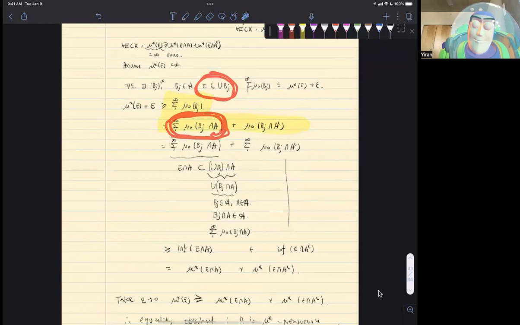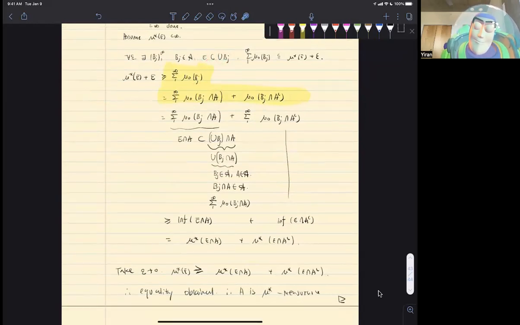And do we have disjointness? Well, the B_j are not technically disjoint, so we don't know, but we know it must be larger or equal than the union of B_j intersect A. Well, what is the union of B_j intersect A? It's going to be larger or equal than E intersect A, because the union of B_j contains E. So the union of B_j intersect A definitely contains E intersect A. So we have this inequality. And then we have these inequalities, right?